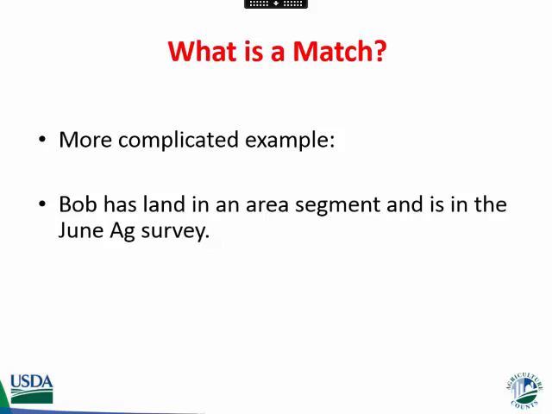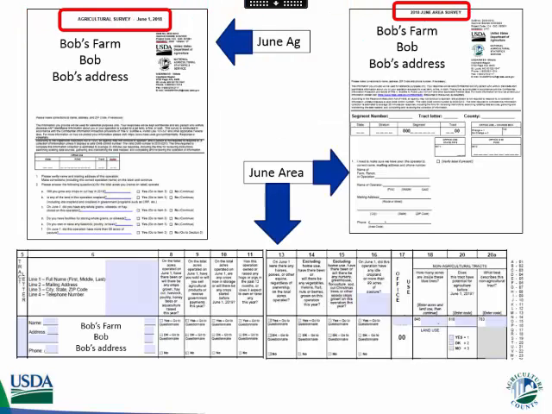But let's have a more complicated example. Bob has some land in an area segment, and also he's in the June Agricultural Survey or the Crops APS Survey. We call things a million different names. So here we have on the left, he's got his June Agricultural Survey or Crops APS Survey, and on the right, we have his June Area Survey. Now he was in there last year, as we know about it, so we have his name and address on the front sheet, and also in that blue screener jacket, we've got his name and address there, and whatever tract he happens to be in.